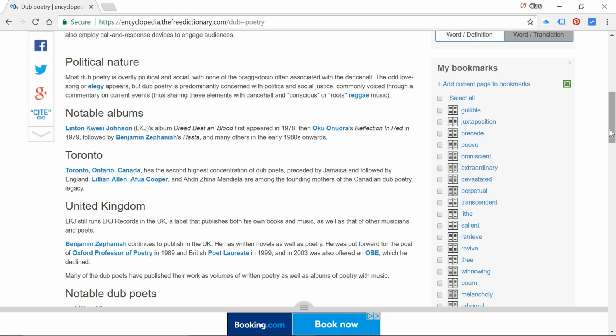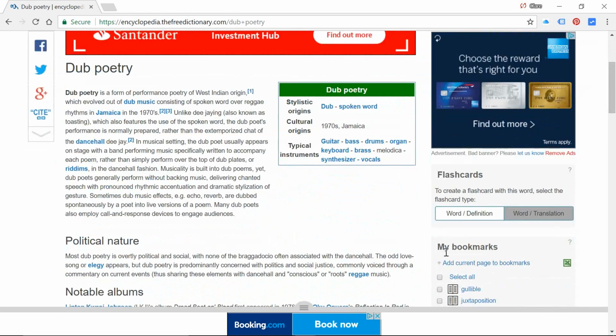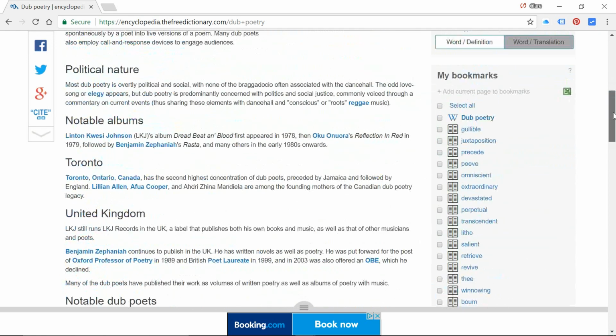Alright then, really hope that one's helped. And while we're here, let's just add it to bookmarks. Bookmarks are really helpful for you to remember all the different terms that you're looking at during your GCSEs.